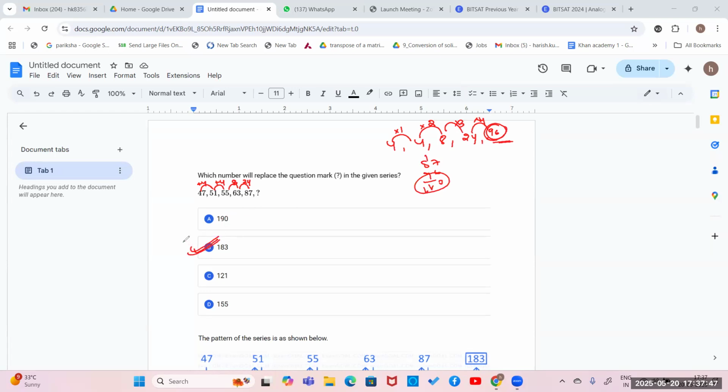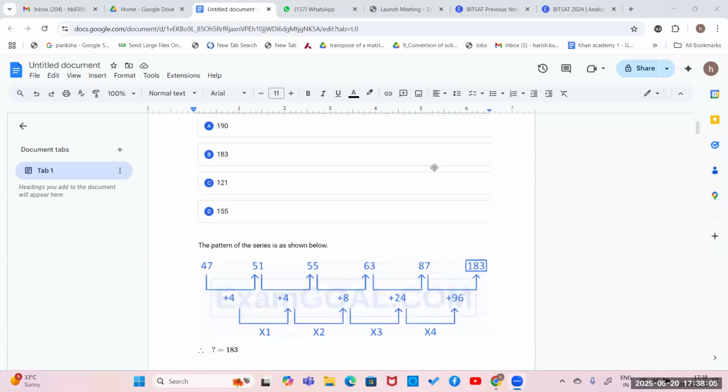Is this clear? Yes, sir. So this is a simple question. 47, 51, so based on difference. Whenever numbers are close, mostly 90% it is based on these numbers only. Okay. So this is your first question.